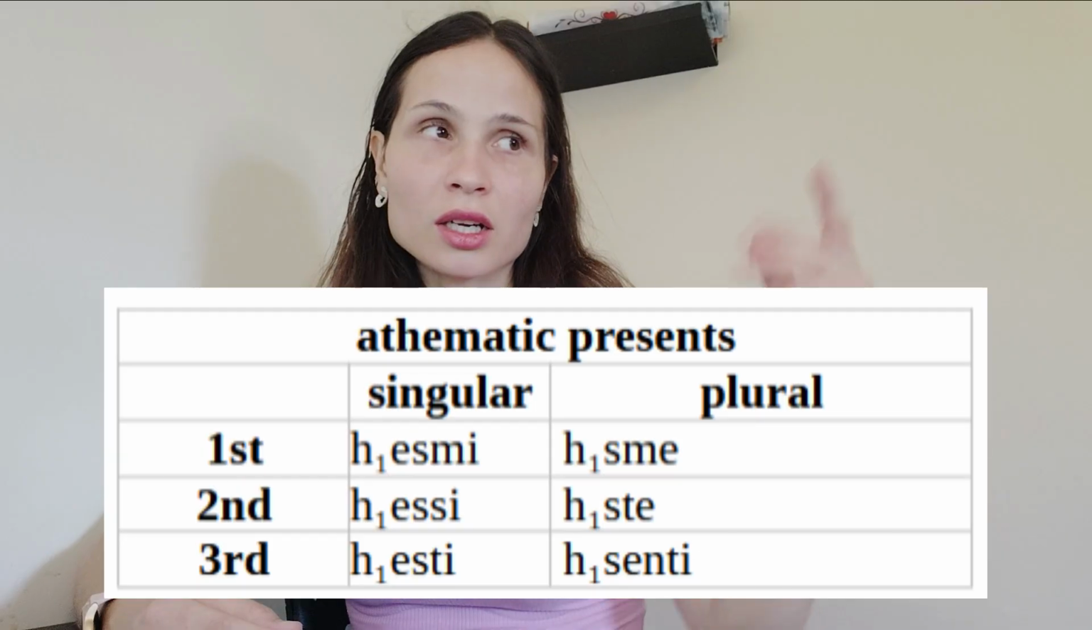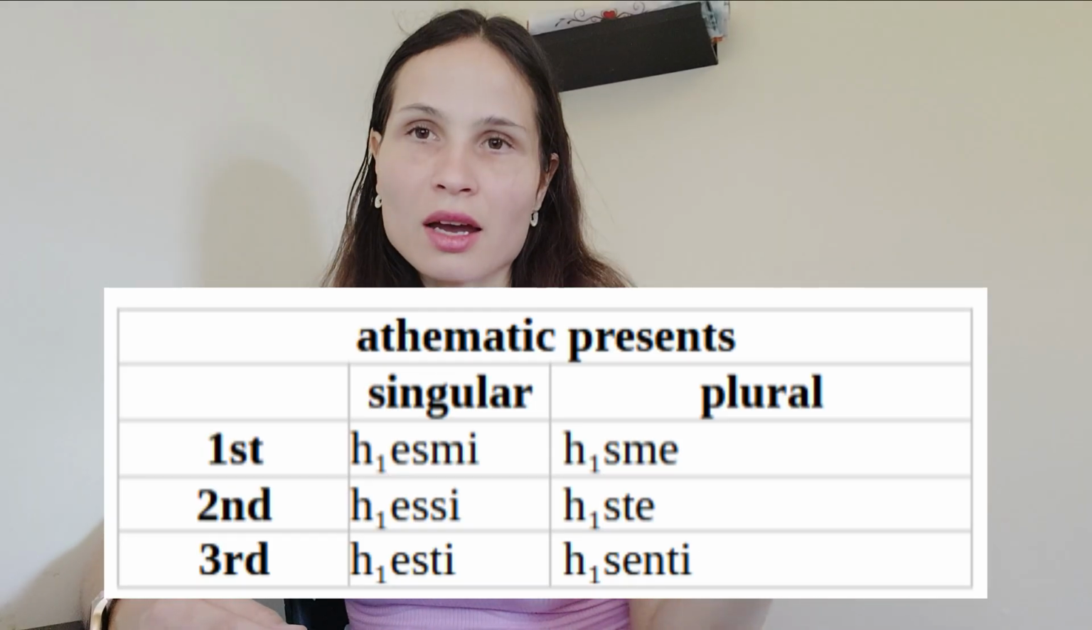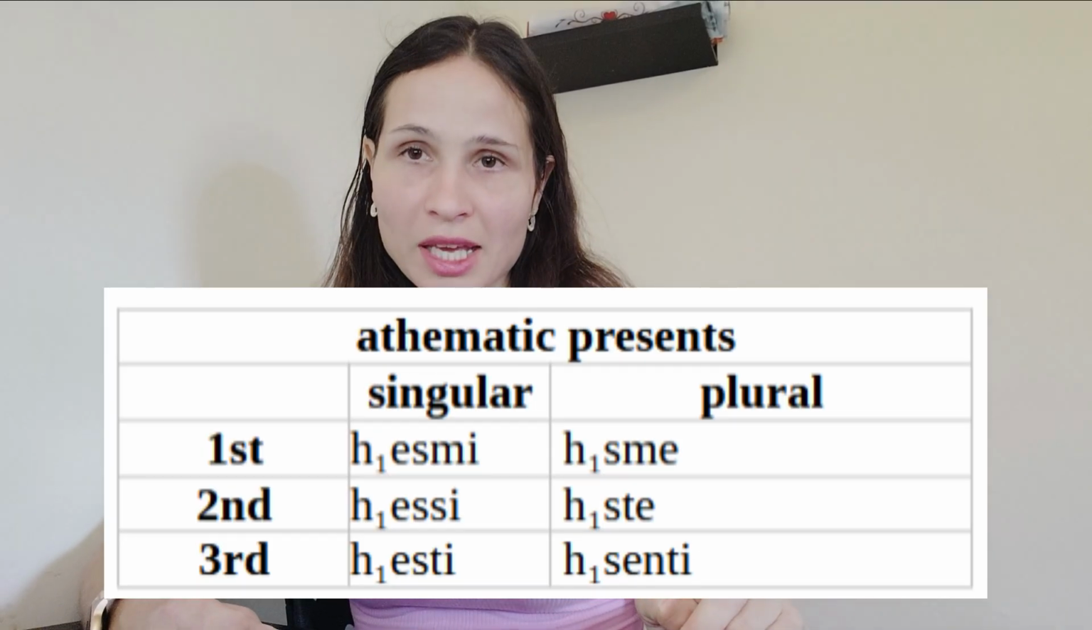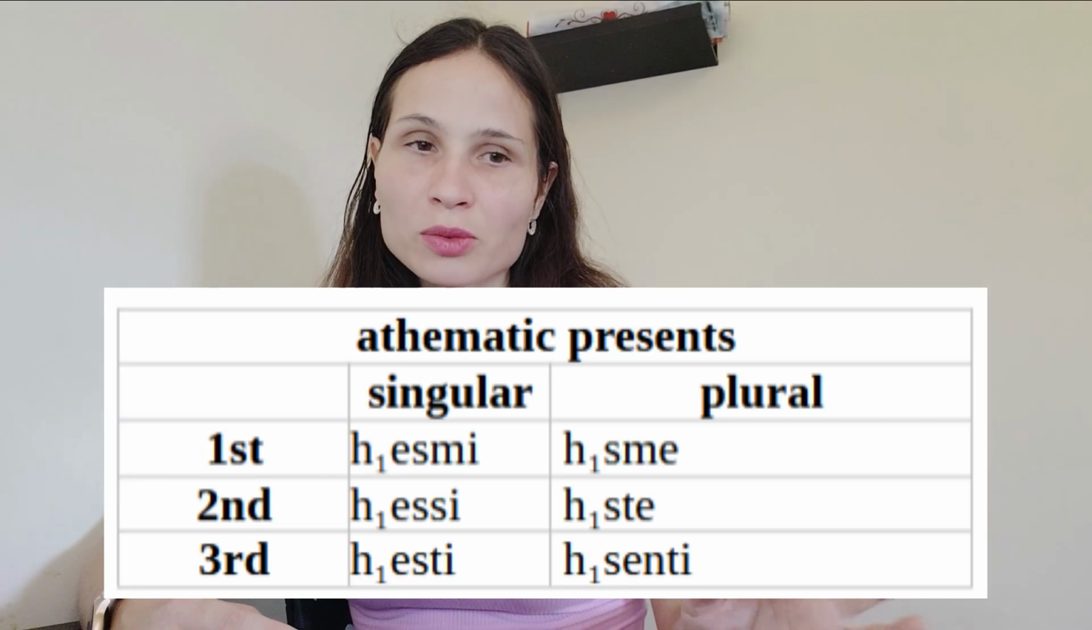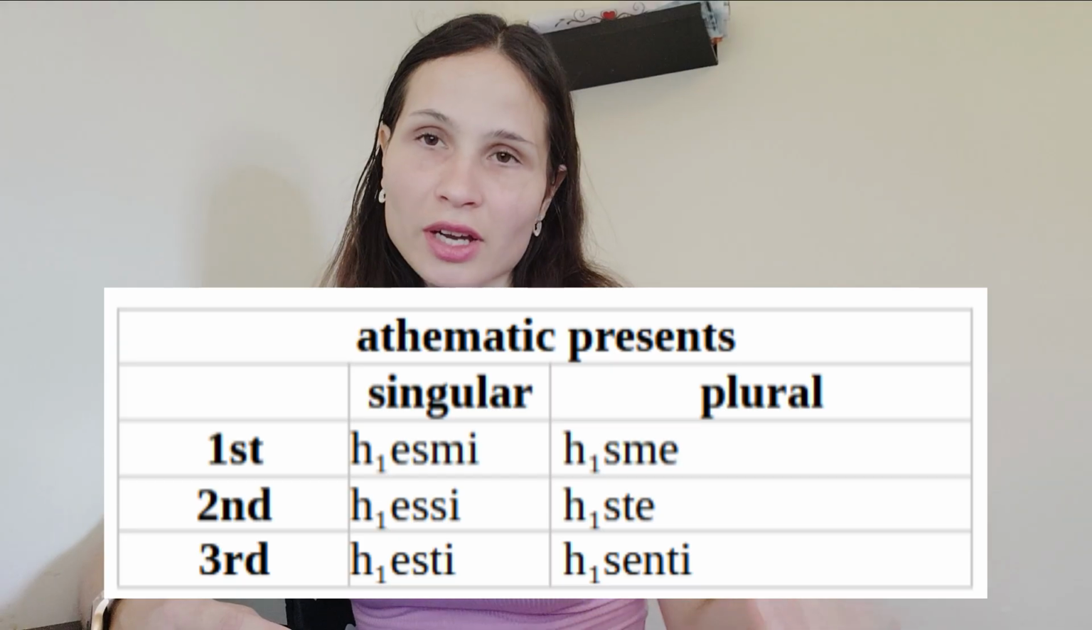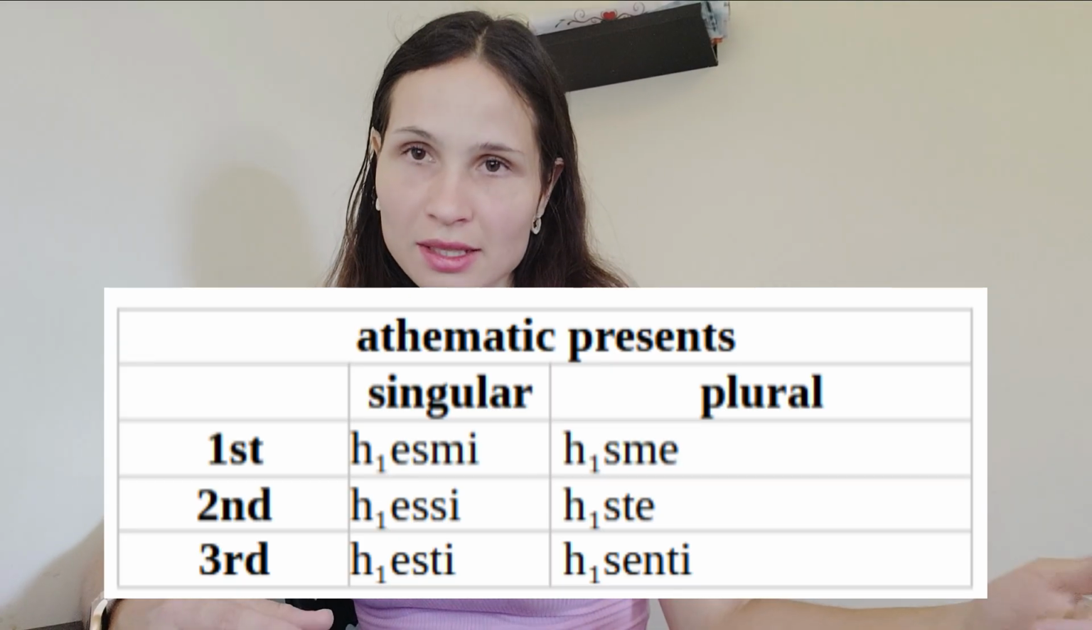So we are, y'all are, they are is going to be sme, ste, senti. There is no longer a vowel between those two consonants. Instead, they run right into each other. This is an example of ablaut. This time it's between the full grade and the zero grade.